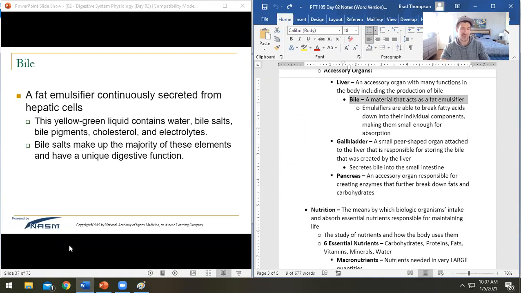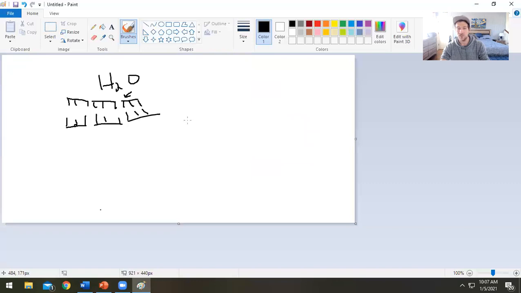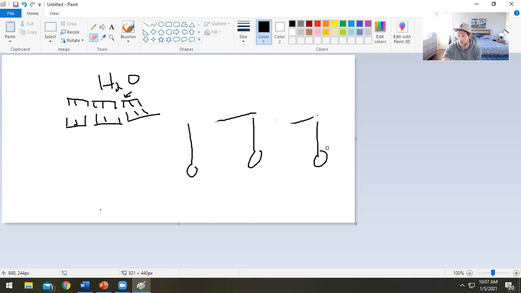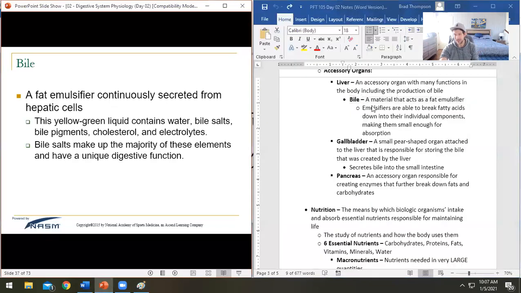What dish soap does is it is an emulsifier. So an emulsifier is going to come along and it's going to break this little backbone right here and chunk it apart. And now you're left with individual fatty acids all by themselves, which you can get right off of that pan. That is exactly what bile does. Bile will break apart your fatty acids. So that is how we digest our fats, right?